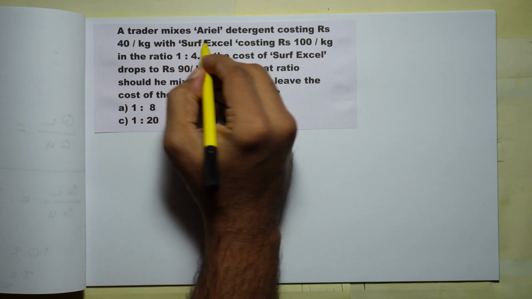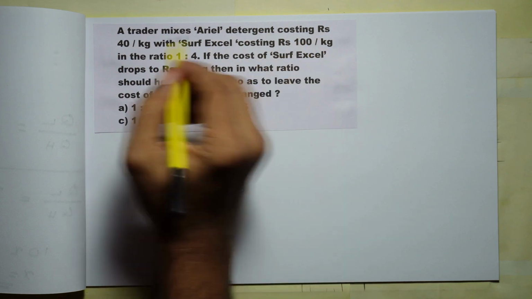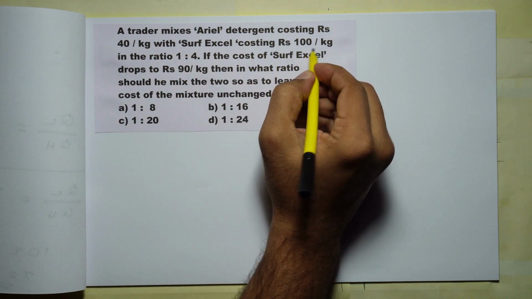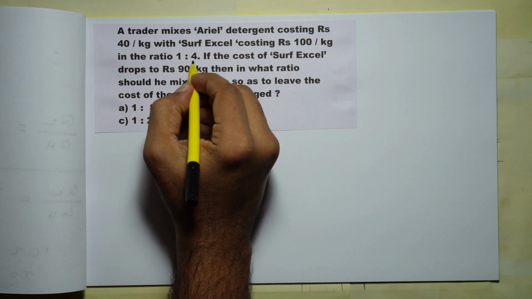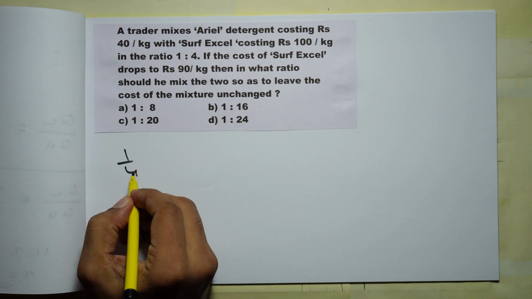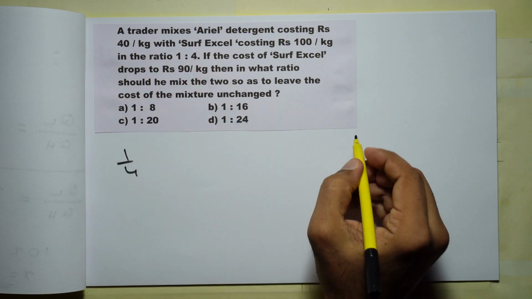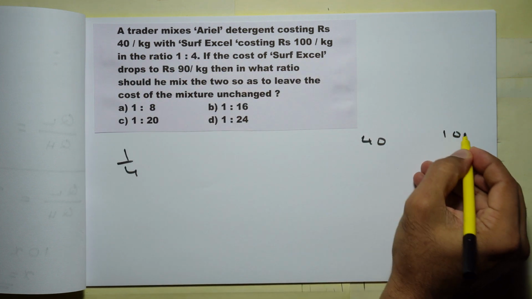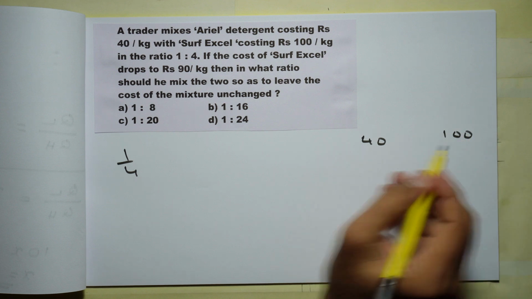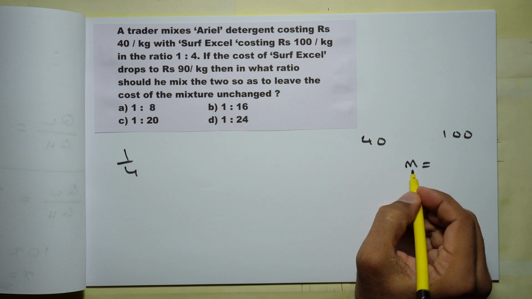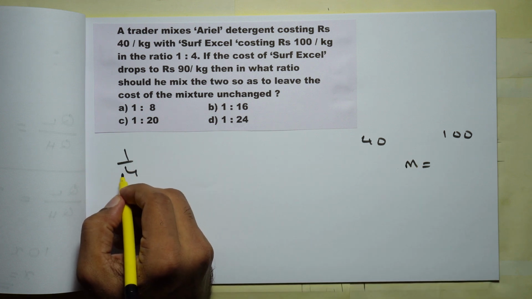A trader mixes Ariel detergent costing rupees 40 per kilogram with Surf Excel costing rupees 100 per kilogram in the ratio 1:4. So they are mixed in the ratio 1:4. Now the price of the cheap one is 40 and the price of the expensive one is 100. Now they are mixed in the ratio 1:4. So first we'll have to find the mean price when they are mixed in the ratio 1:4.